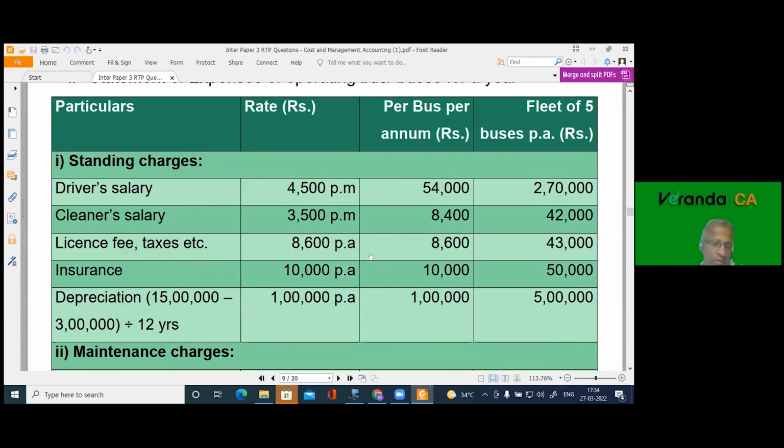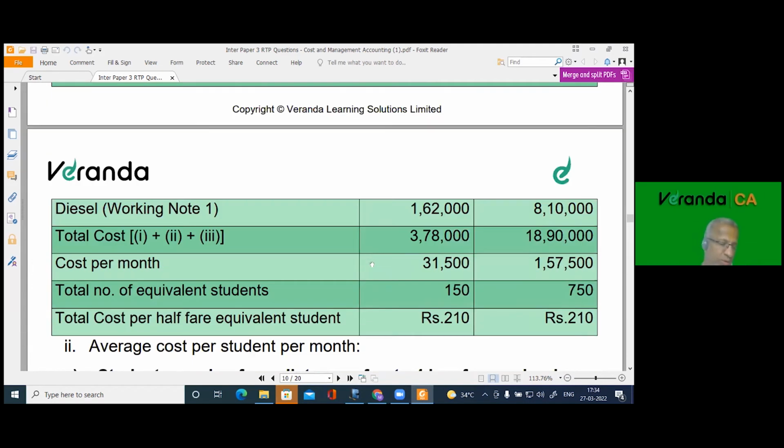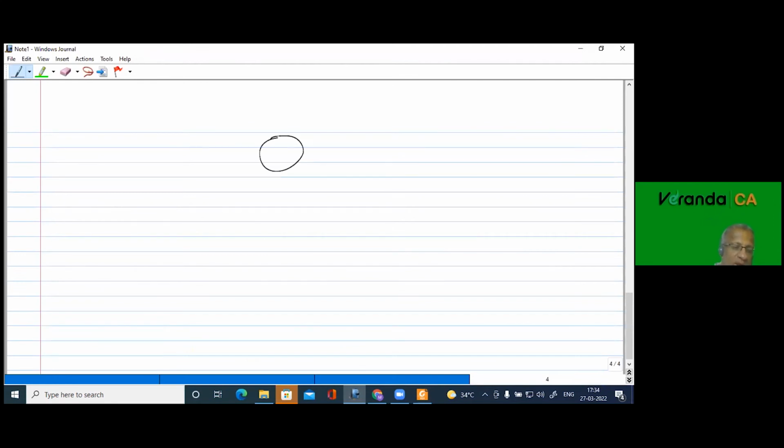Therefore, we are expected to take up cost per month, and total cost divided by 12 should give you that, and the number of equivalent students. We all know that for students who travel within 4 kilometers, when you charge rupee 1, those who travel 8 kilometers, you have to double.